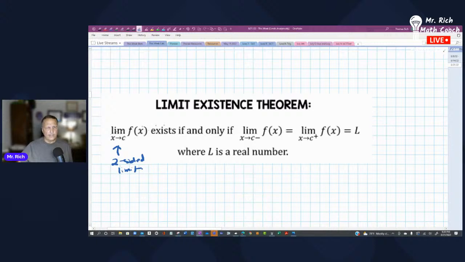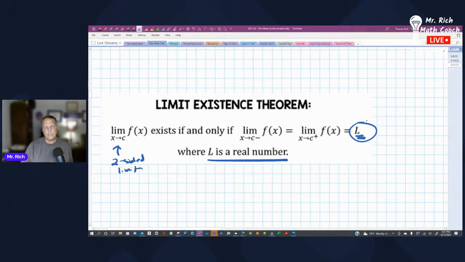So a two-sided limit will exist if and only if the limit of f of x as x approaches c from the left is the same as the limit of f of x as x approaches c from the right, and they both are equal to the same number L, where L is a real number. So you can't say that a two-sided limit is equal to infinity or negative infinity. It's going to exist if it is approaching a y value L.